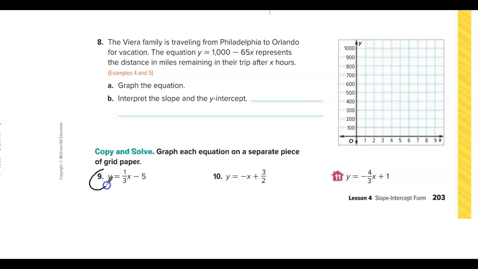I'm handing out a graph piece of paper for 9, 10, and 11. On number 9, 10, and 11, you have to make your own graph, your own grid, and you have to make 3 separate ones. I do not want 9, 10, and 11 all on one graph. I want 3 separate graphs. Questions? All right, so you have the rest of the class to work on it.